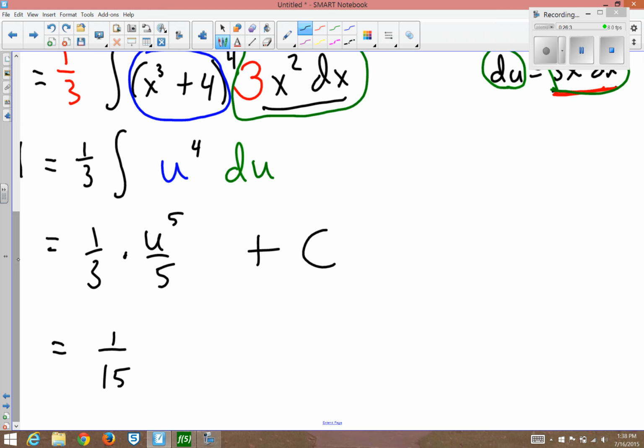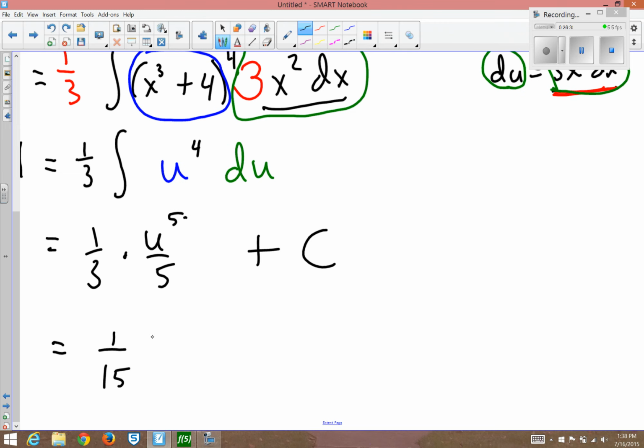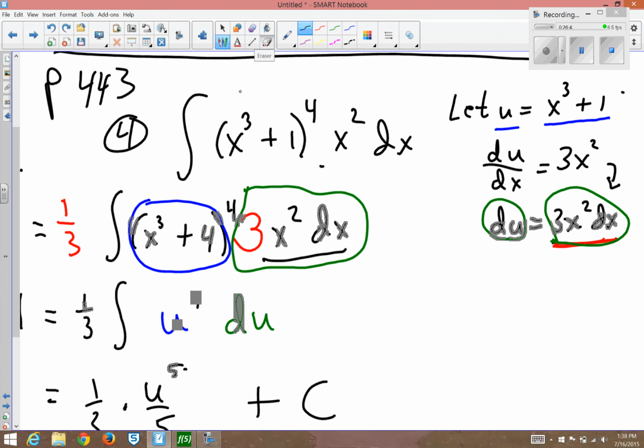That u right there is really x cubed plus 1. Instead of u to the 5th, it's really x cubed plus 1 to the 5th. Sorry, I'm fixing it. I don't know where that 4 came from.